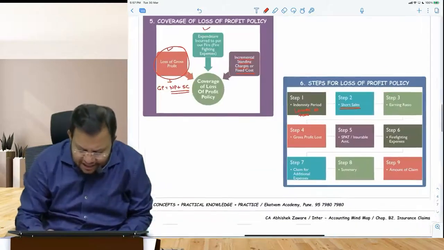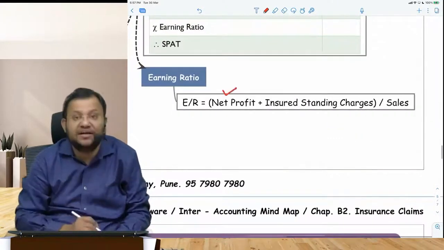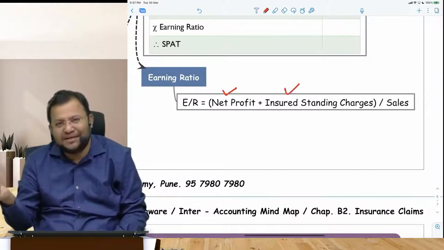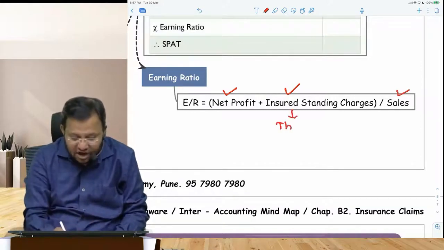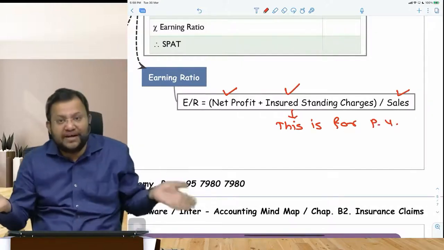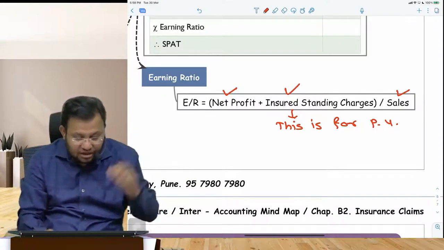Then we calculate earning ratio. How do you work out earning ratio? It is net profit plus insured standing charges minus non-operating income, if any, divided by sales. This is for the previous year. So you have to find the previous year, and then for that particular previous year you find out the earning ratio.